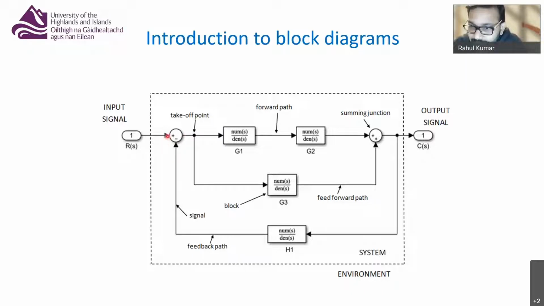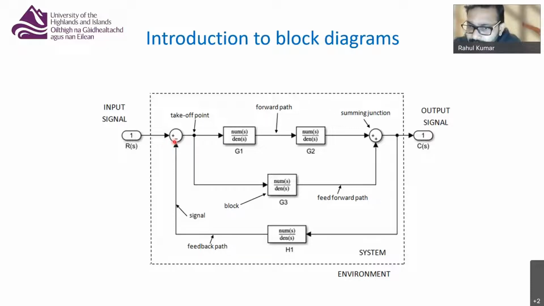Once this input signal enters your system, you may have some feedback path, which connects your output back into your input. You may have some feedback loop gain, which is H1 here, and this is your feedback path.